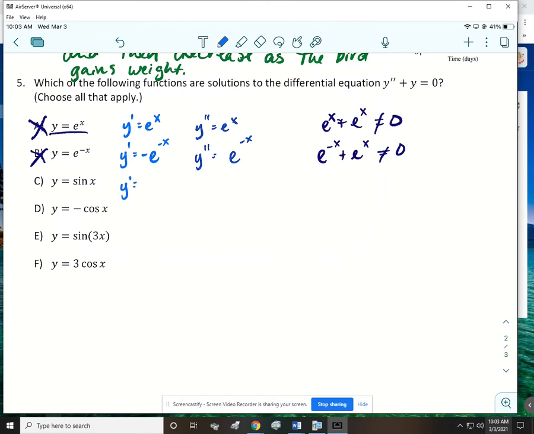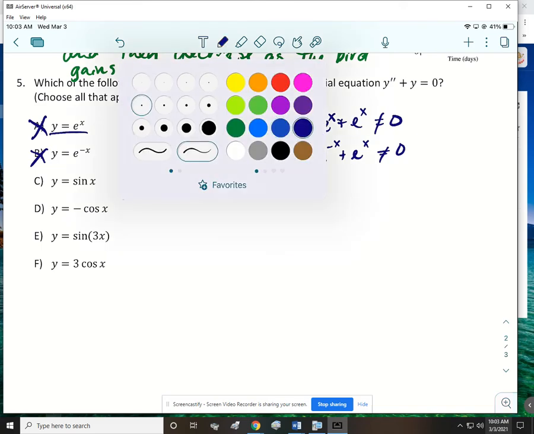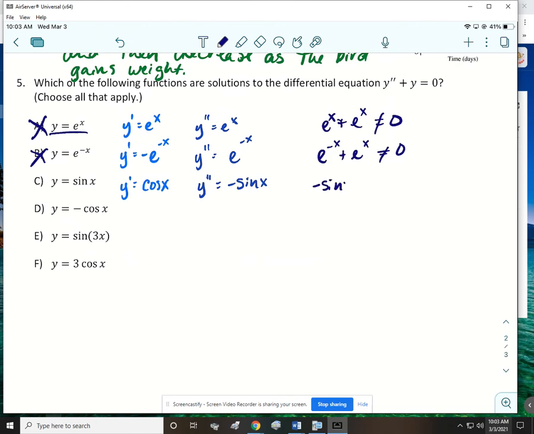All right, so for C, the derivative of sine of x is cosine of x. All right, and then the derivative of that is negative sine of x. Uh-oh, here we go. So we take the second derivative, and we add the original function to it, and we do get zero. So there's one answer. Okay, so let's try this one. So if I want to find the derivative of the negative cosine of x, that's going to be sine of x. That second derivative is going to be cosine of x. So we take our second derivative and we add our original function to it, and we do get zero.